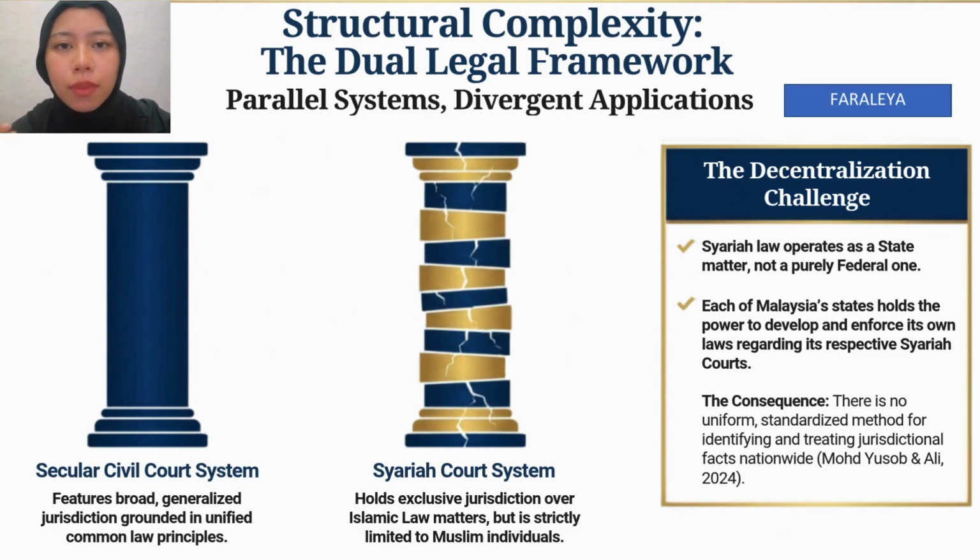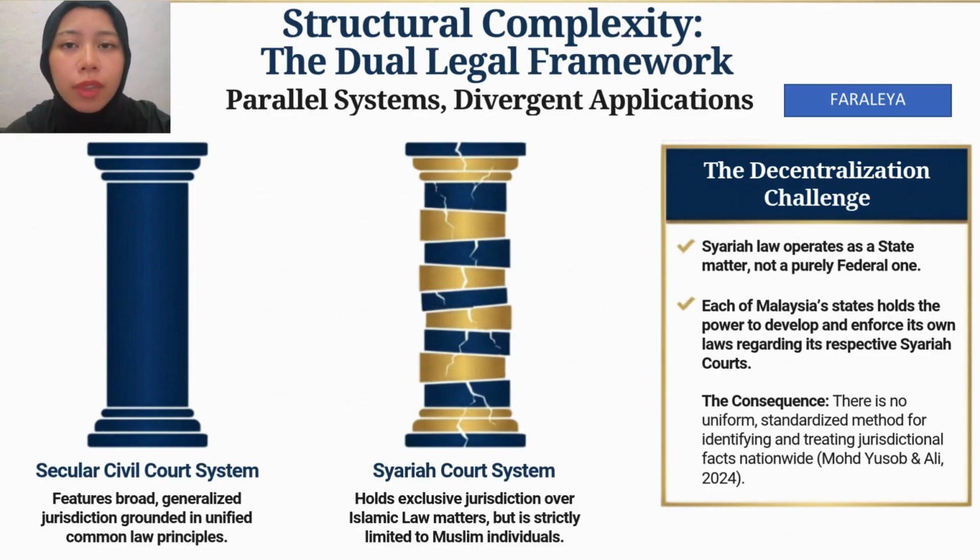Based on our slide, we will analyze how this doctrine is applied when faced with four main challenges in Malaysia. First is structural complexity. In Malaysia, we have a dual legal framework. One is secular civil courts and two is Sharia courts. Actually, this creates a jurisdictional fact problem.